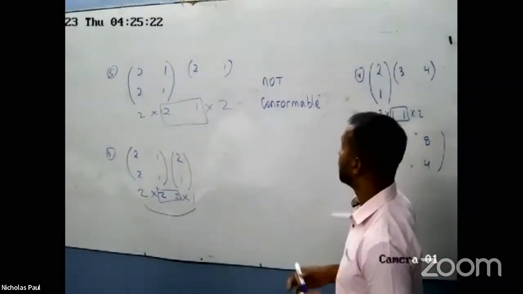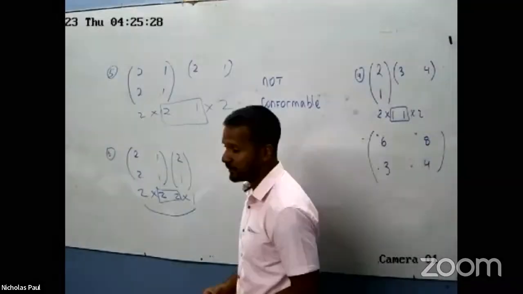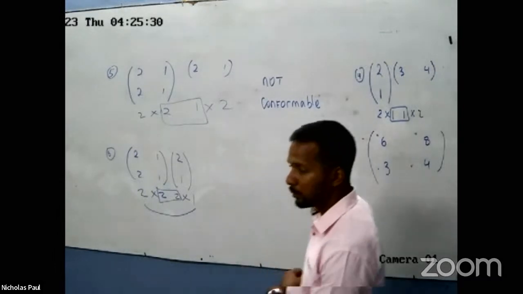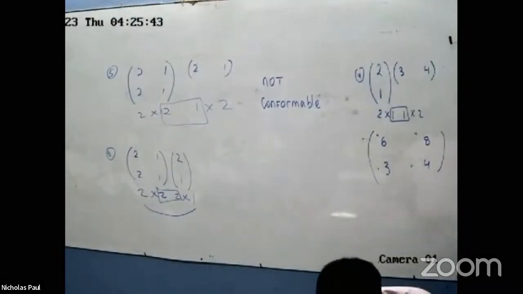Sir, excuse me. Right, so the word is not conformable. Tell them it's not conformable. All right, then you downstairs.